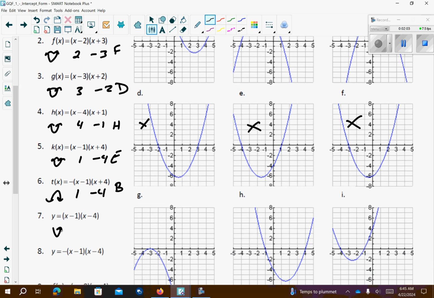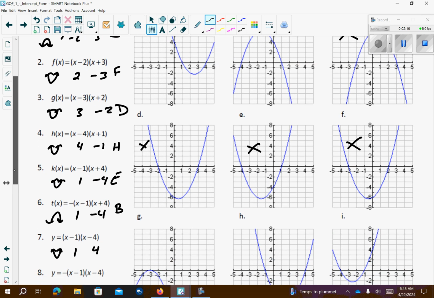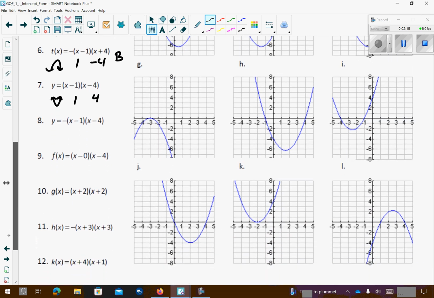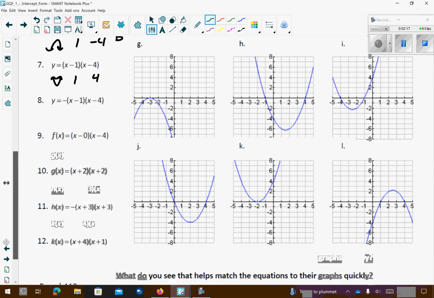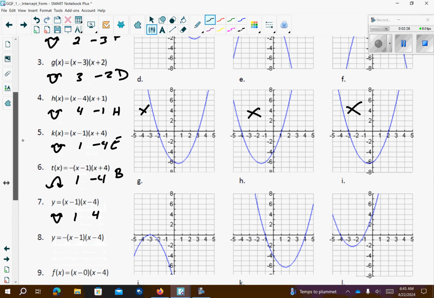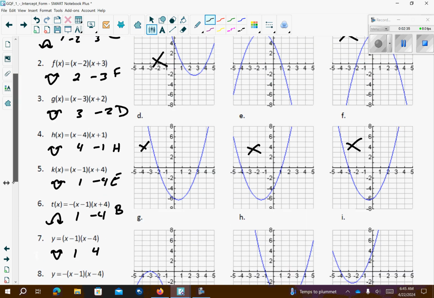This one will open up. This is going to cross at 1 and 4. So we'll open it up, 1 and 4. Let's see, did I do 1 and 4, opening up? Oh, it's letter A, because 1 and 4 is where it crosses.